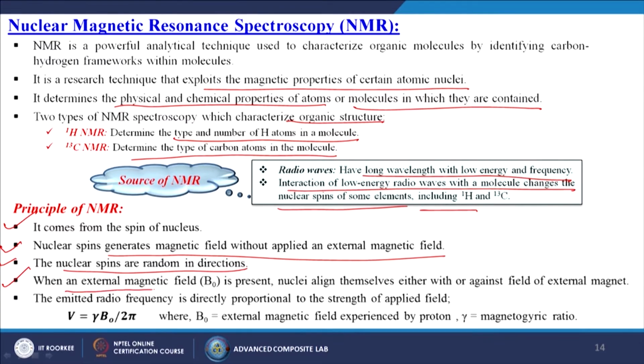When an external magnetic field B0 is present, nuclei align themselves either with or against the field of the external magnet. The emitted radio frequency is directly proportional to the strength of the applied field, that is nu is equal to gamma B0 by 2 pi, where B0 is the external magnetic field experienced by the proton and gamma is the magnetogyric ratio.